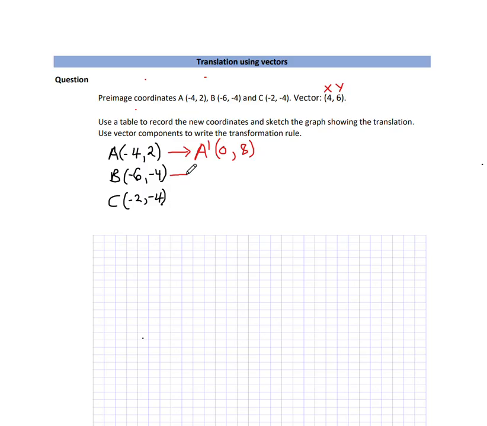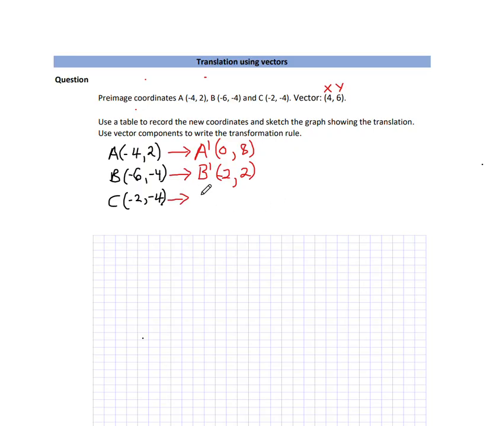And then, to derive the coordinates for B prime, which represents the image of B, we add the x value in the vector to the x value in B, which is -6. Remember, all the first values here are x values, and the second values are y values. So for B prime, we derive the x value by adding 4 to -6, which gives us -2. Then we add the 6 from the vector to -4 in B, and 6 plus -4 gives us +2.